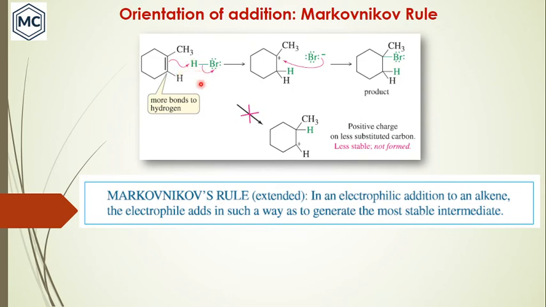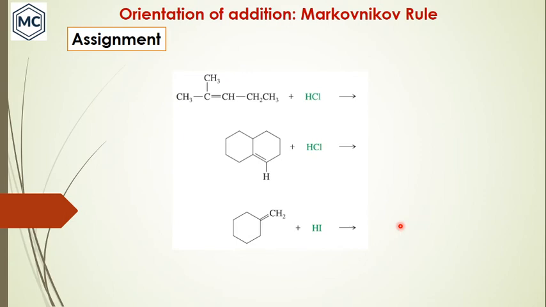Next example, this alkene, cyclohexene, adds HBr in such a way, governed by the Markovnikov Rule. So here hydrogen goes to the carbon having more hydrogen atoms, that is this carbon atom, not this one. Okay, so it forms a tertiary carbocation and forms a product like this. So hydrogen cannot go to this carbon atom, because this secondary is less stable. So in electrophilic addition to alkene, the electrophile adds in such a way as to generate the most stable intermediate. And you have an assignment. You can predict the product of the following reaction.